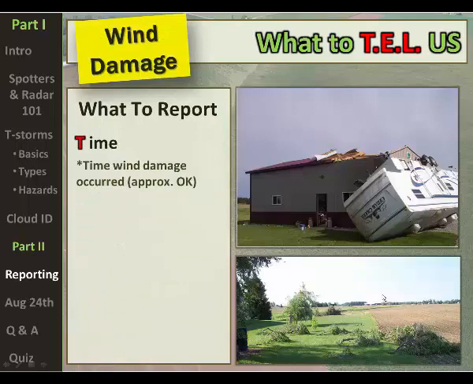For wind damage, we'll go through the TEL method again, T-E-L: time, event, and location. So for time, what time did the wind event occur? Exact time is important for correlation with radar data. Giving us an approximate time is fine so we can go back and match it up better with radar data in non-hectic situations.